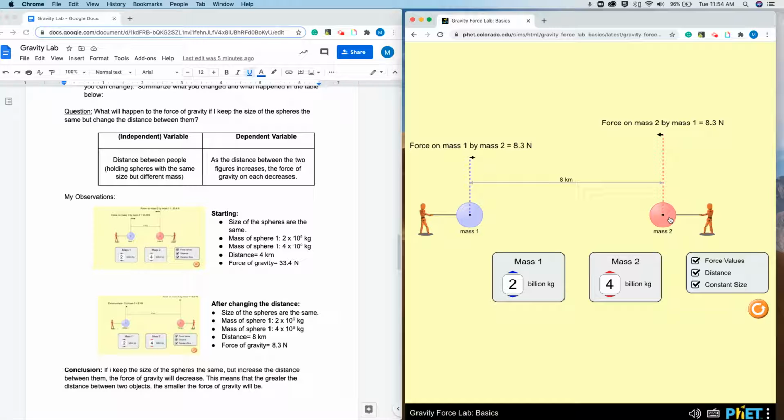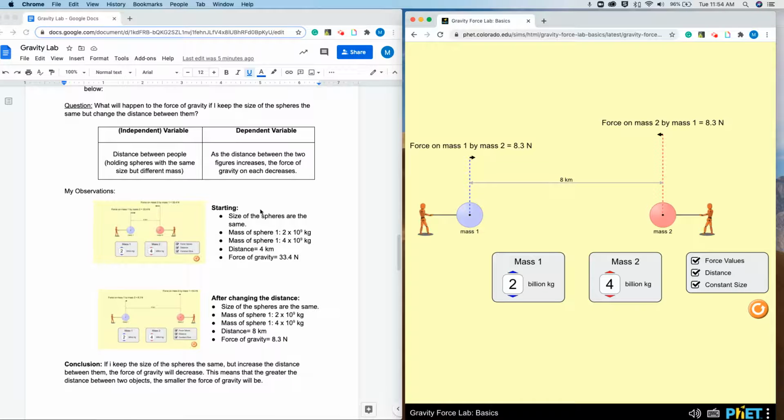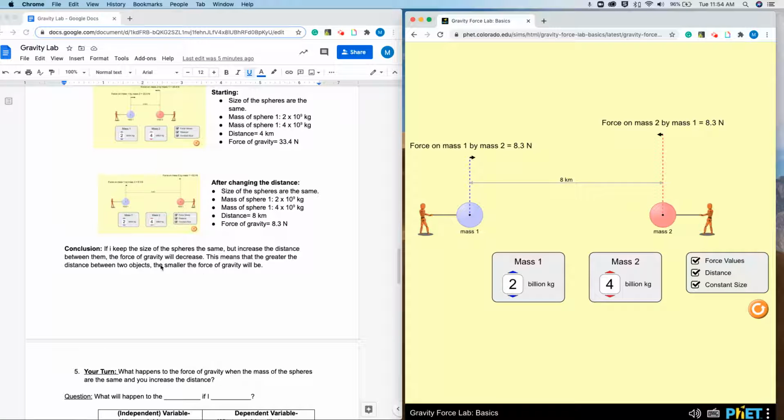The only thing I'm changing is the distance, and as I change the distance, this force is decreasing. So my conclusion is that if I keep the size of the spheres the same but increase the distance between them, the force of gravity will decrease. This means that the greater the distance between two objects, the smaller the force of gravity will be. And you can keep going. If I keep pulling this apart, you'll notice that the force of gravity will continue to decrease.